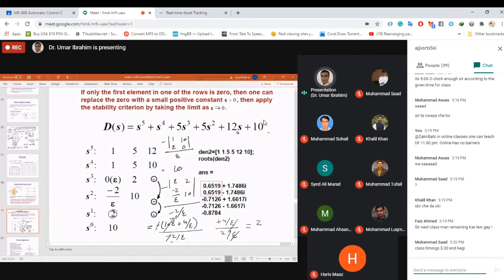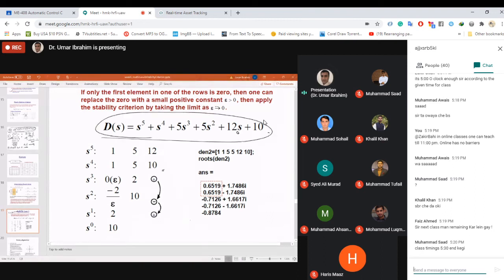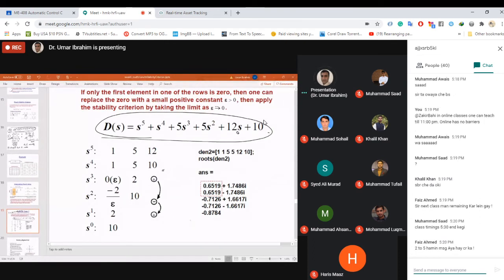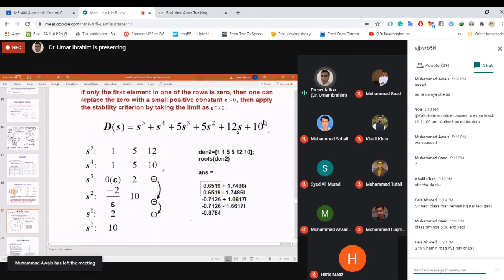And similarly, we calculate 10. Once we have all these values, then our table is complete. Part 1, find a closed loop characteristic polynomial, which was given to us in this example. Part 2, Routh table. Part 3, interpret the Routh stability table.